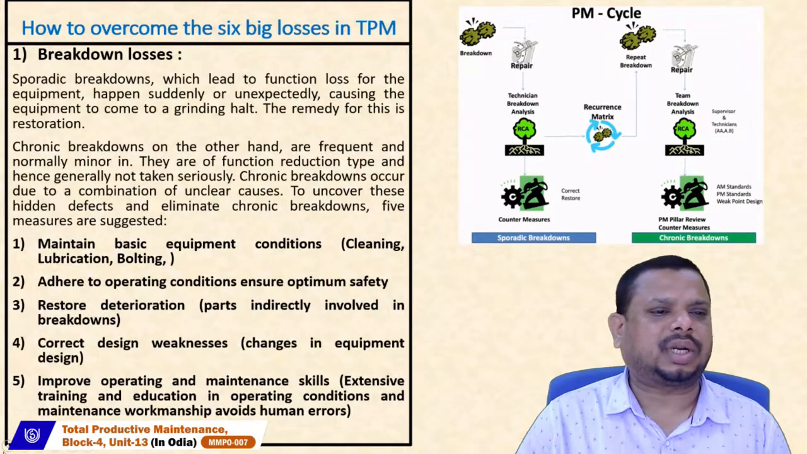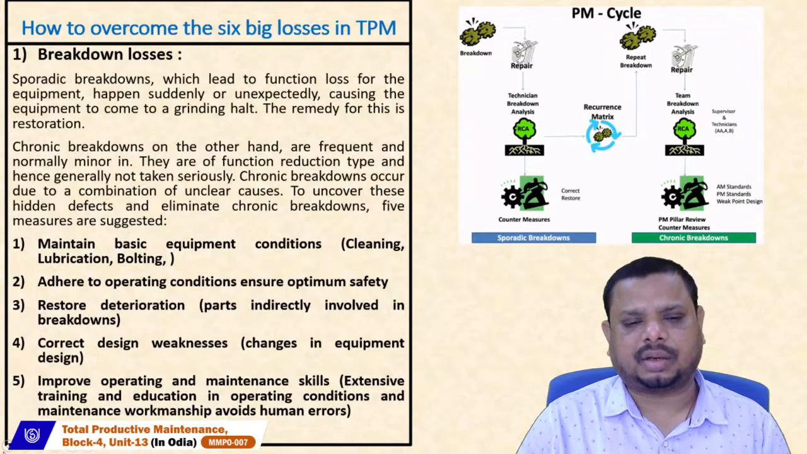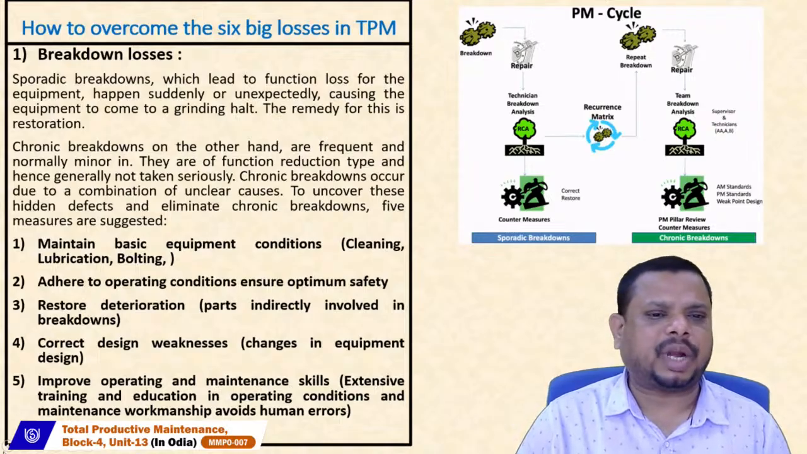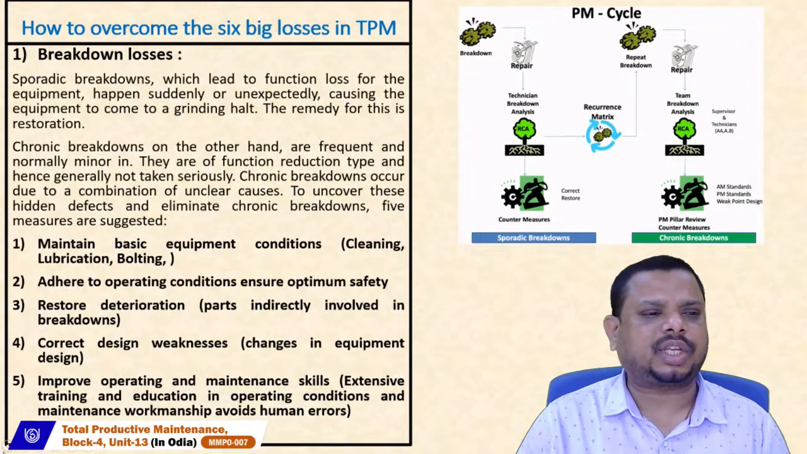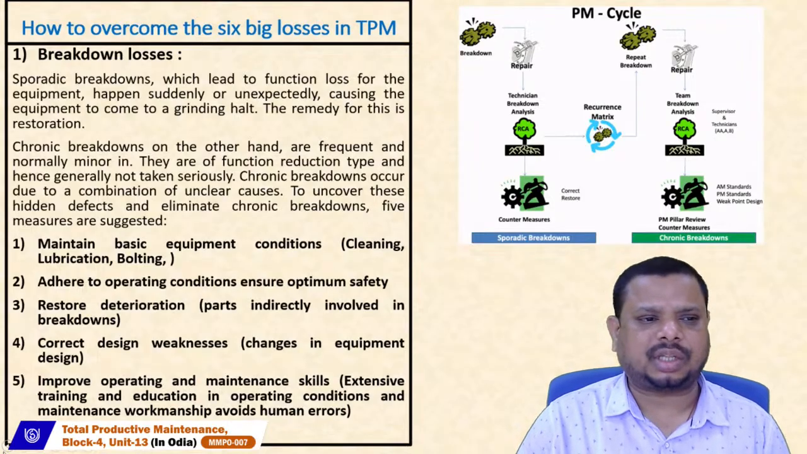Similarly, the remedy for sporadic loss breakdowns is that you can directly go for restoration. In most cases, proactive maintenance strategies are implemented to restore the breakdown losses in the form of sporadic losses. The next is chronic breakdowns.